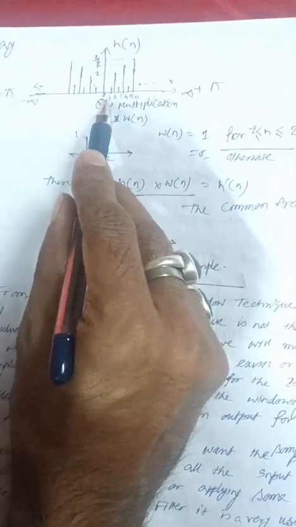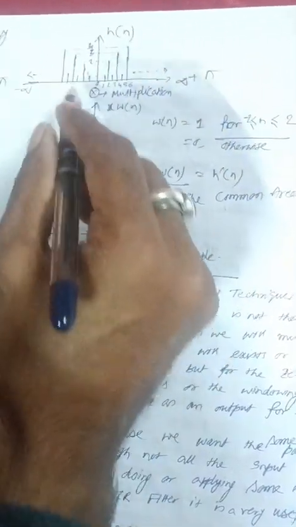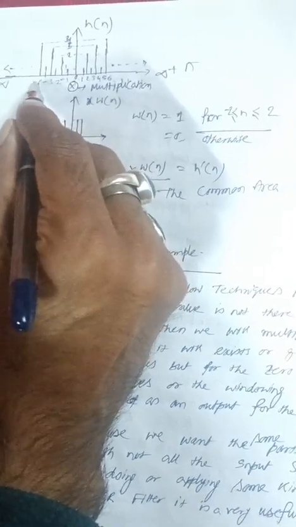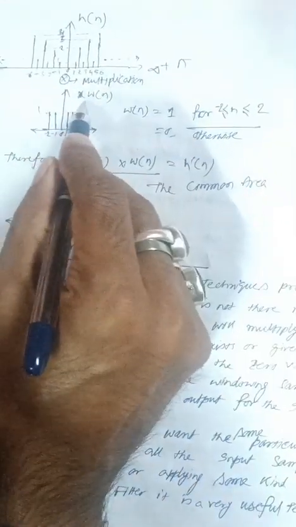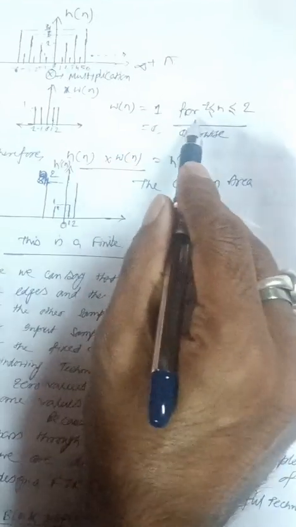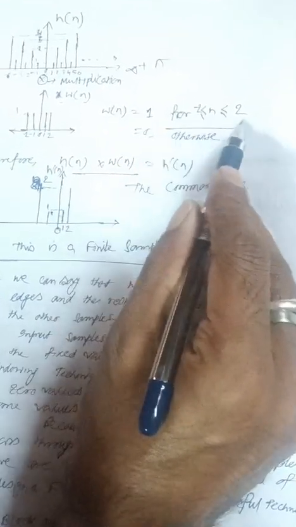So here we have taken the sequences 0, 1, 2, 3, 4, 5, 6. This is minus 1, minus 2, minus 3, minus 4, minus 5, minus 6. Right, total 13 sequences we have taken here. And this is our W of n. W of n equals to, here we have taken 1. And this is for from minus 2 to 2.